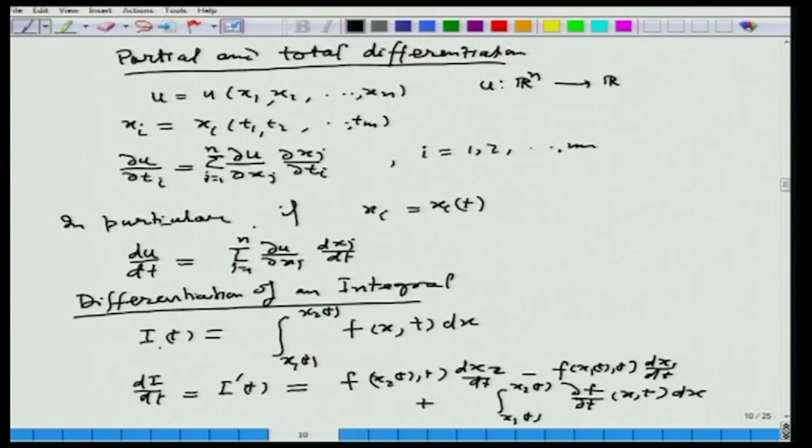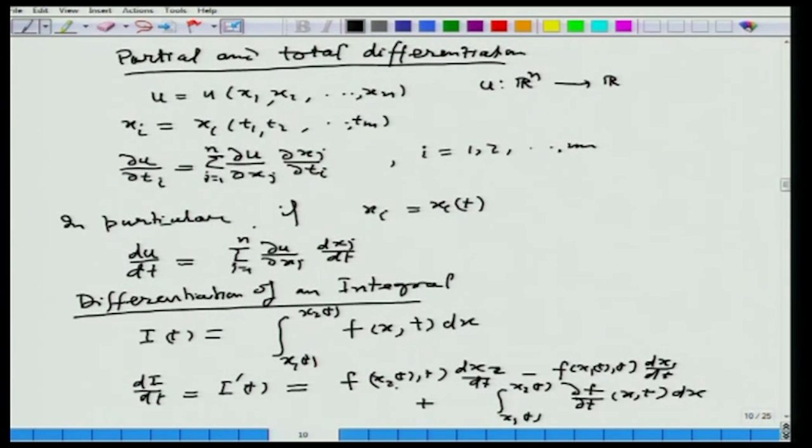So here I is treated as a function of t, and therefore we can consider its differentiation with respect to t, provided f has certain differentiability properties with respect to t. So this can be defined like this: I prime t is f of x2, t (actually it should have been x and x2 t like that), dx2 over dt, minus f of x1, t, dx1 over dt, and then integral x1 to x2 of del f over del t of x, t dx. That is what we will have here.